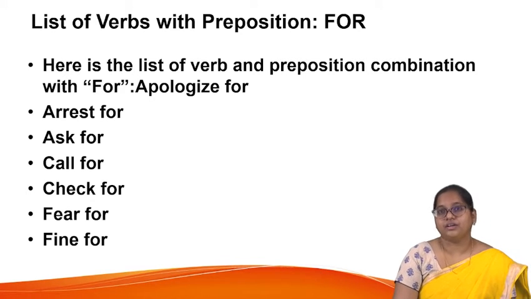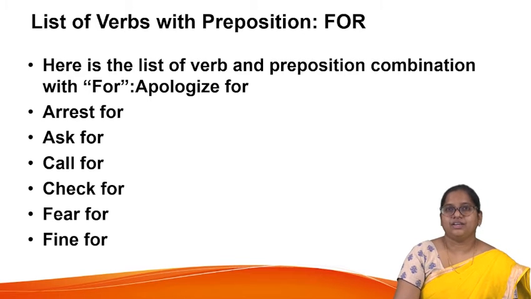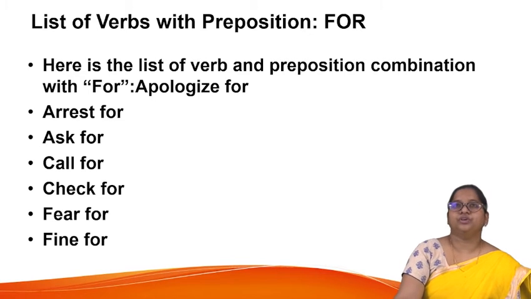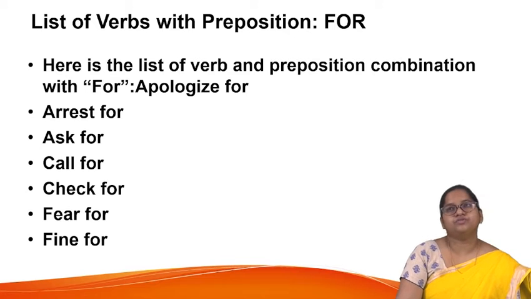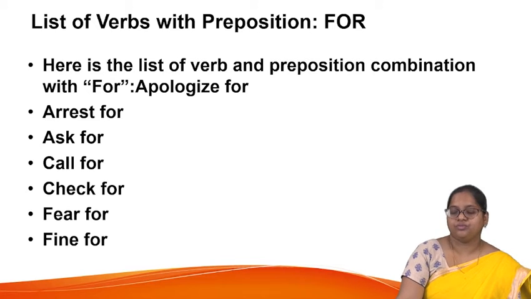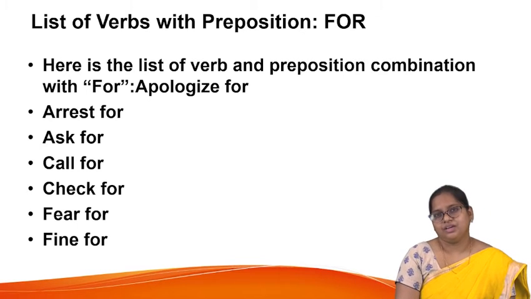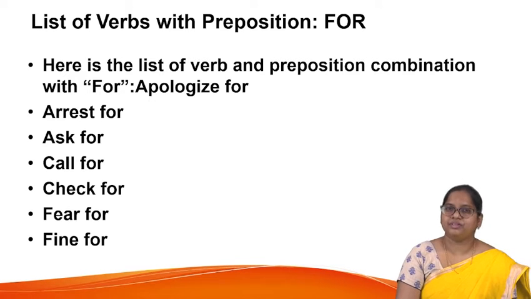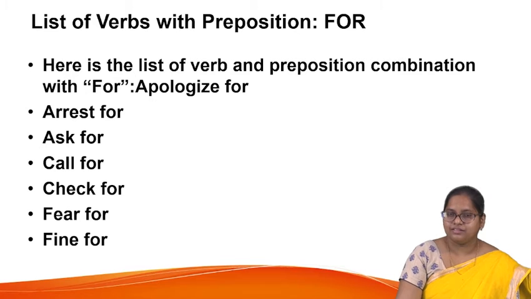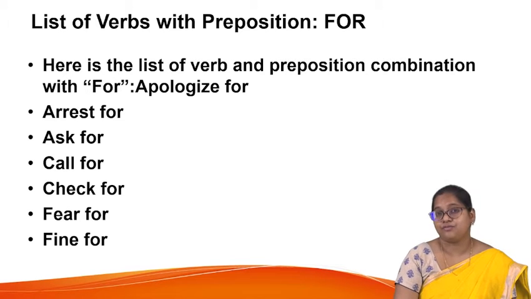Arrest for. So you are talking about the reason. The verb arrest goes with the preposition for. You arrest someone for doing some illegal act or any kind of improper thing. When you are talking about for, especially remember that it is hinting at the reason. Arrest for.